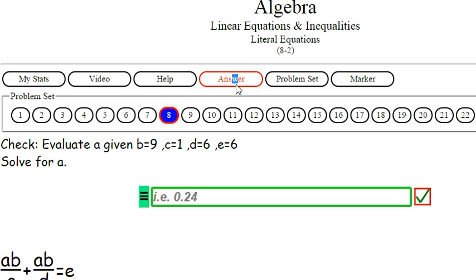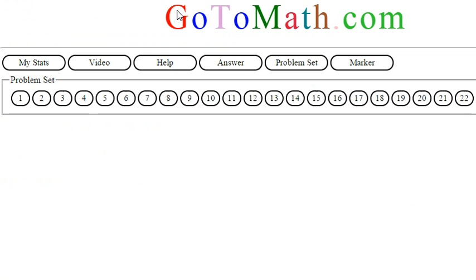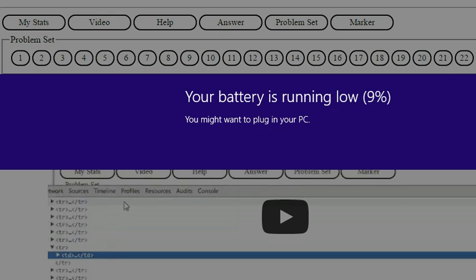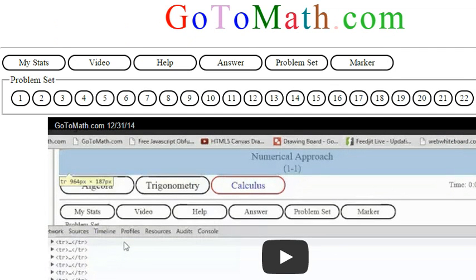What's going on there? Why is that highlighted? We're over here, gotomath.com. Need to get something to eat. Whoa. I don't know if you heard that or not, but the computer just said, guess what? You got 3% battery life. Alright, well, there we go.